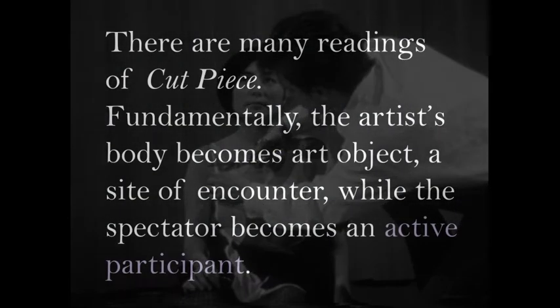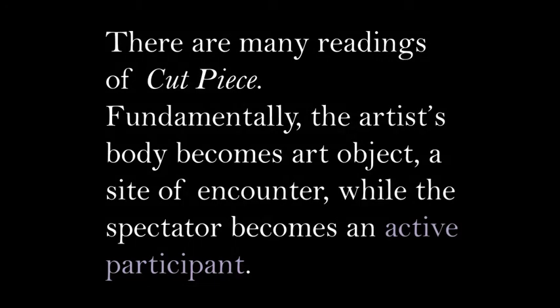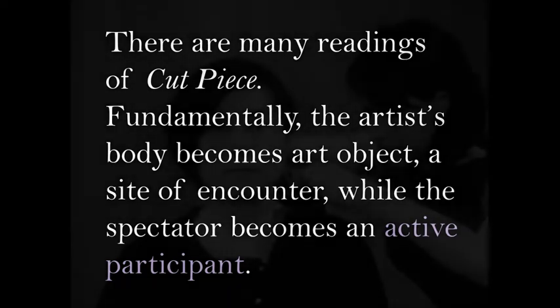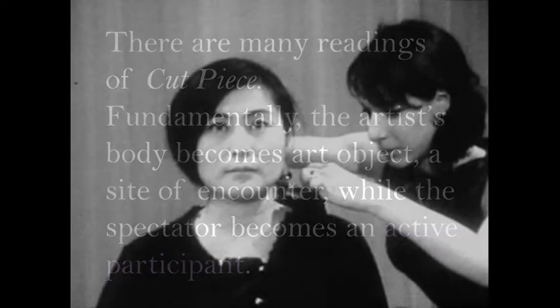As I say, fundamentally the artist's body becomes the art object. It's a site of encounter, and the spectator has to become an active participant. They can't just sit and watch anymore. The artwork doesn't happen unless they participate. They both become the artwork. So there are all these people in the photograph. These are the documentation of the artwork that could in turn be considered artworks in themselves, but their actions, their performances become part of the performance art piece.